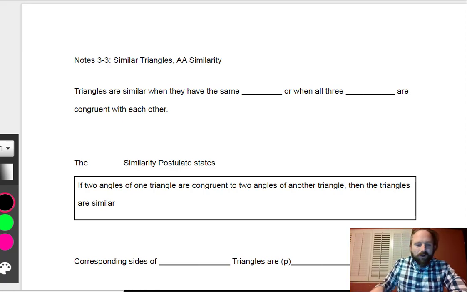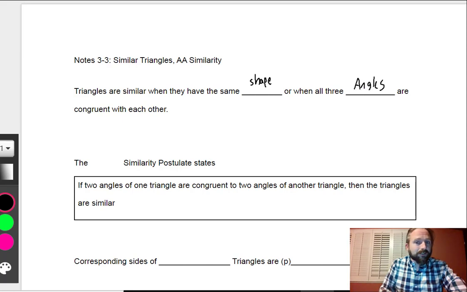So, as we've already stated, triangles are similar when they have the same shape, or when all three angles are congruent with each other. That means that they have the same shape if they have the same angles. All right, well, let's continue.